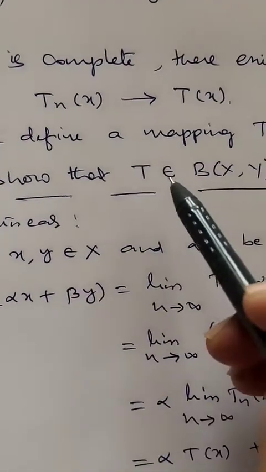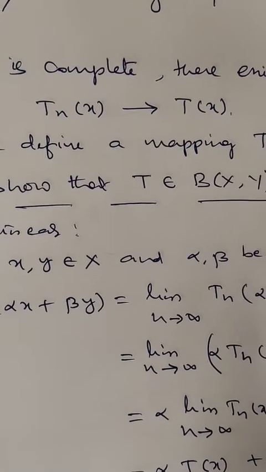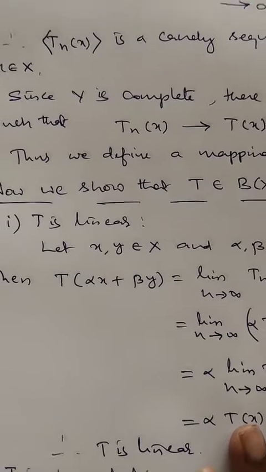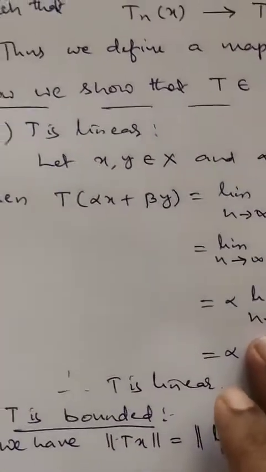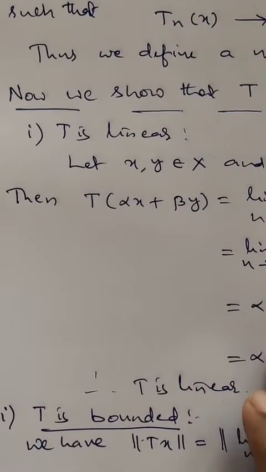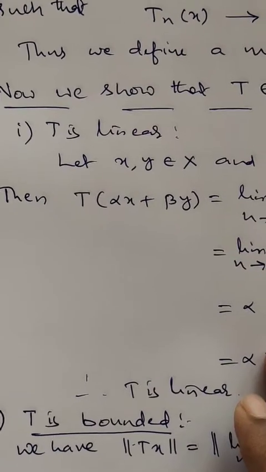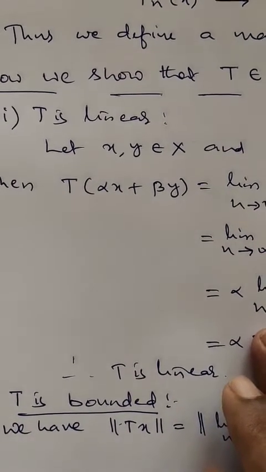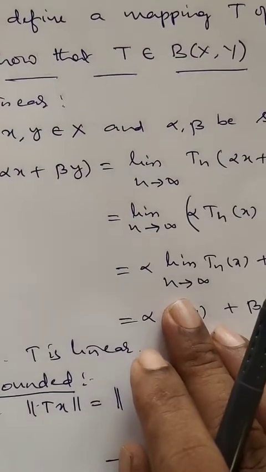Now can this T belong to B(X, Y)? Although Tn of x converges to T of x, and we can define the mapping, we have seen that the mapping T exists, but whether T is bounded, linear and continuous, only then does T belong to B(X, Y).